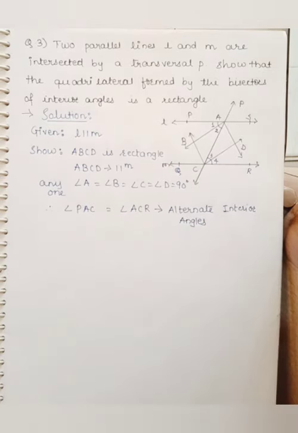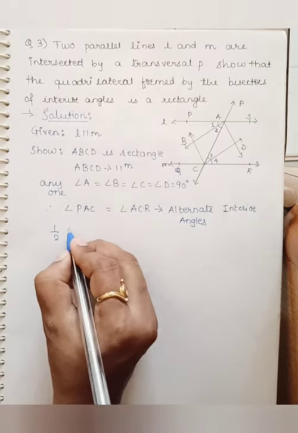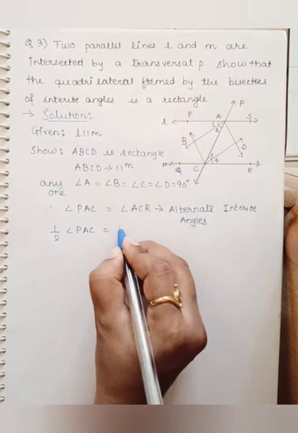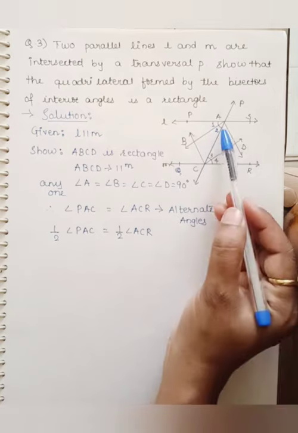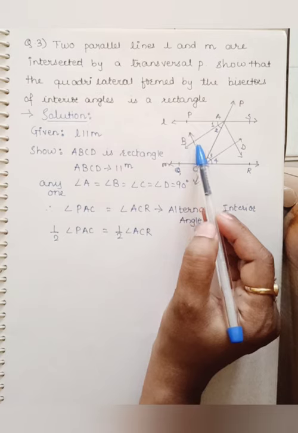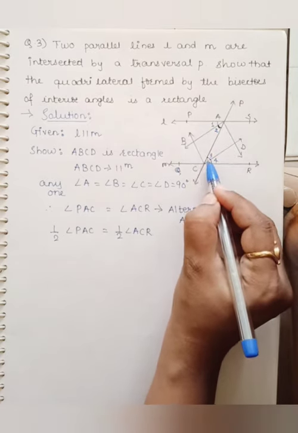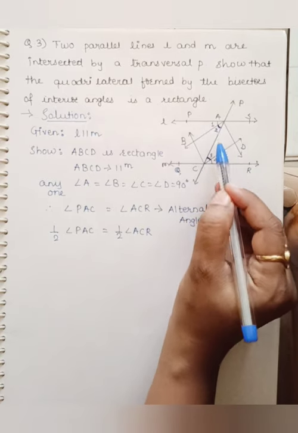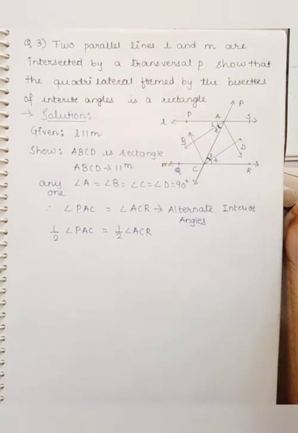What if I take half on both sides? Will the value change? No. So half of angle PAC is equal to half of angle ACR. Now why did I take half? Because I have to show AB parallel to CD. Yes, so considering only AB and CD to be the lines, I just need this angle, whereas I need only this angle, because if I show these two angles as equal, then by converse of alternate interior angle theorem, AB will be parallel to CD, isn't it? Yes. Hence, we are taking half on both sides.